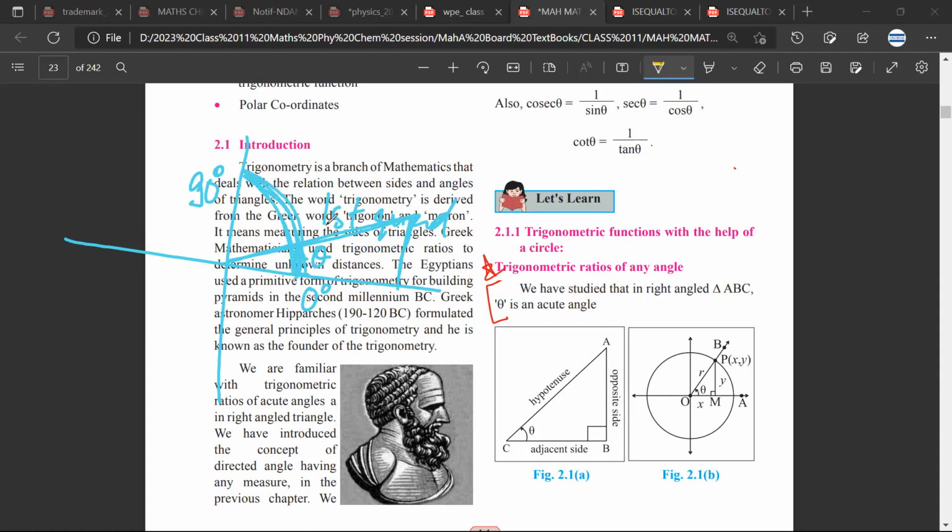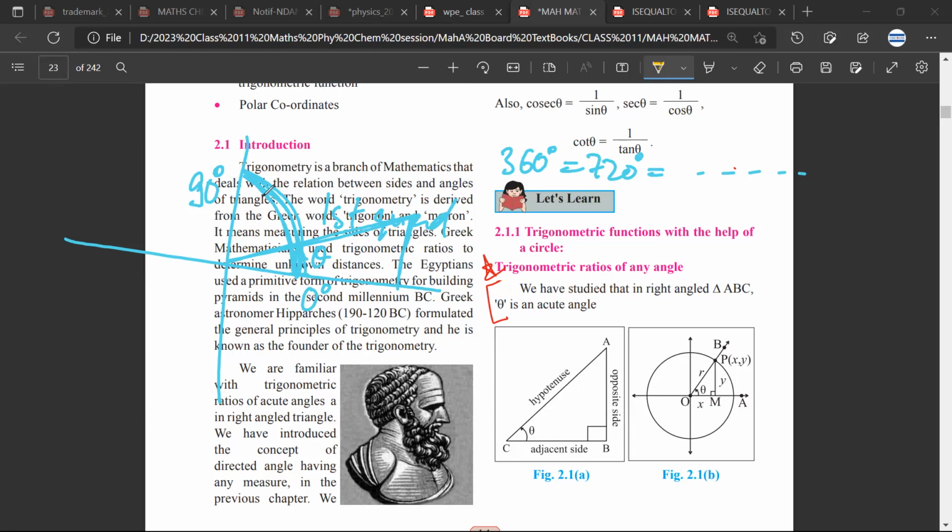Now we need to extend the values of theta from 0 to 360 and beyond. In the last few lectures, what we have understood is that 360 degree is equal to 720 degree, and so on. Angles are not limited to 0 to 90. They can go beyond 360 degree. They can go beyond 720, whatever degree that you want.